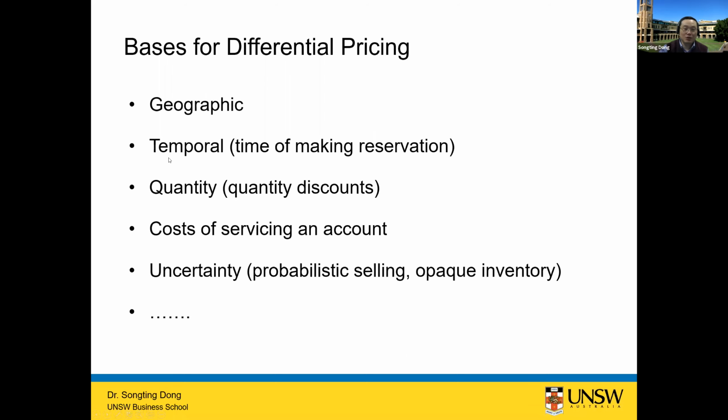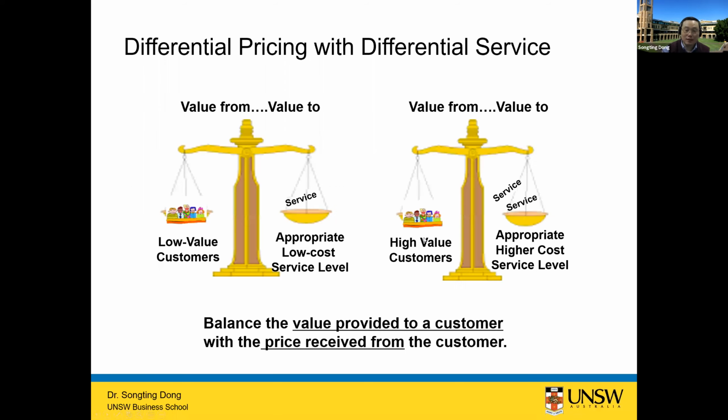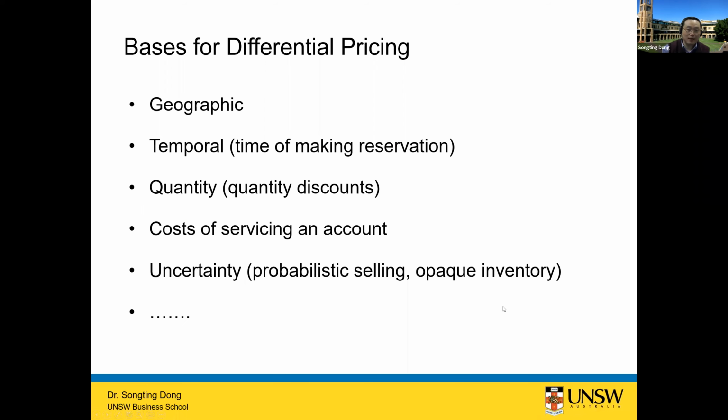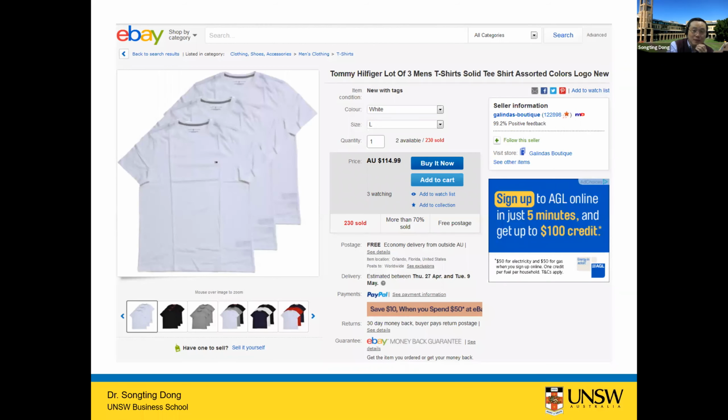Also temporal, right? Time of making reservation. I'm going to show you an example of airlines. We know that when you book airlines early, more likely you get a cheap price. Right? Cost of serving the account. That is similar to the example we just talked about. And even some uncertainty. That's something interesting. Let me show you this example.